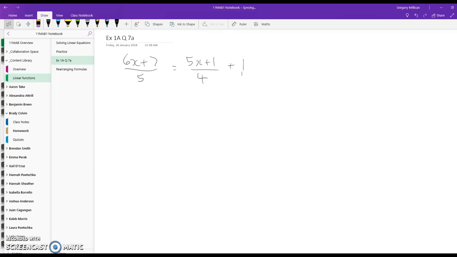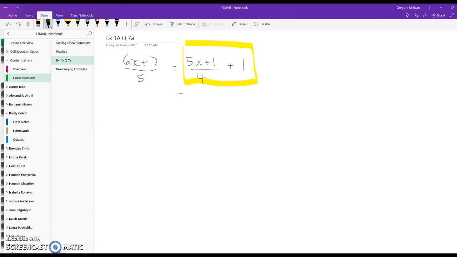So the first part is, as you can see on the right hand side, we've got an addition. So we need to combine that. We need to simplify that first. We can't do anything while there's an addition sign there because we've got two terms. So we've got to make it into one term, and the way we do that is to add the fractions. As you can see, we've got a fraction 5x plus 1 over 4, and we've got another fraction 1. So we need a common denominator.